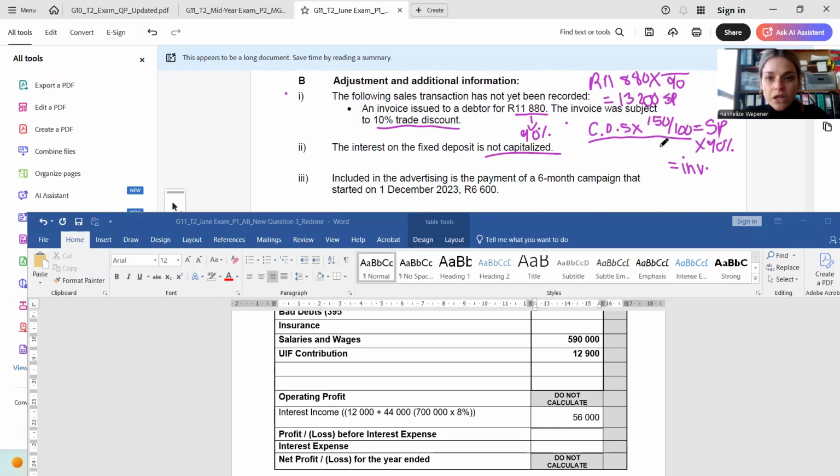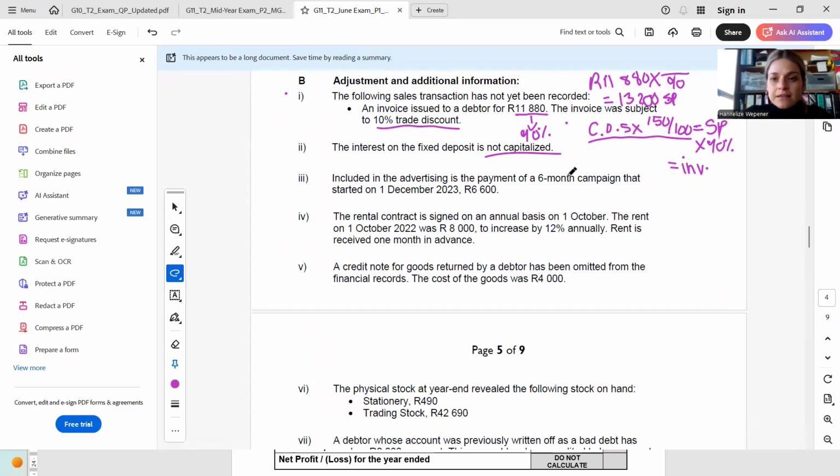Right. So that is interest not capitalized. Then included in the advertising is a payment of a 6-month campaign that started on the 1st of December. So you paid 6,600 Rand for a 6-month campaign. So first step, calculate the monthly amount.